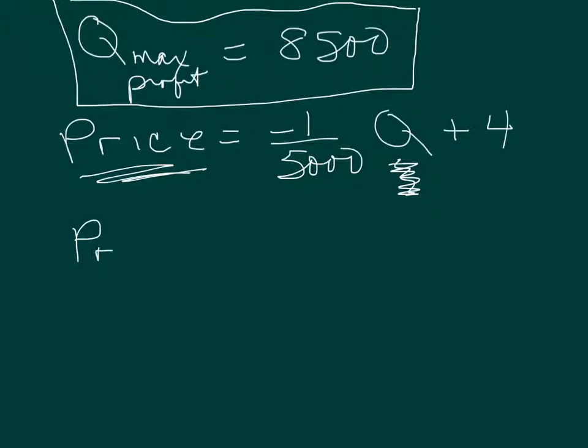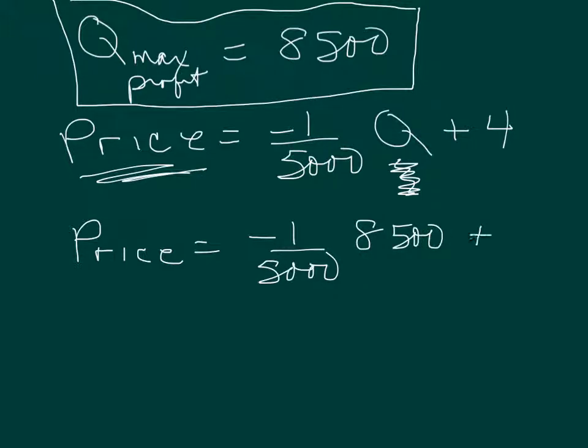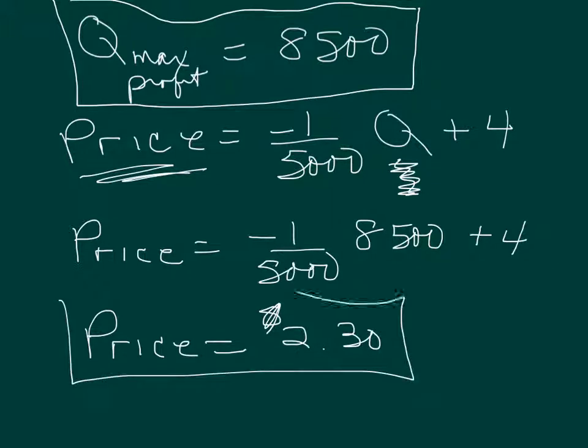So my price equals negative 1 over 5,000 times 8,500, because that's our Q, plus 4. And when you distribute and simplify this, you will get a price of $2.30, and now we are done. So this person's going to sell hamburgers, all 8,500 of them, at a price of $2.30, and we have now answered our question.